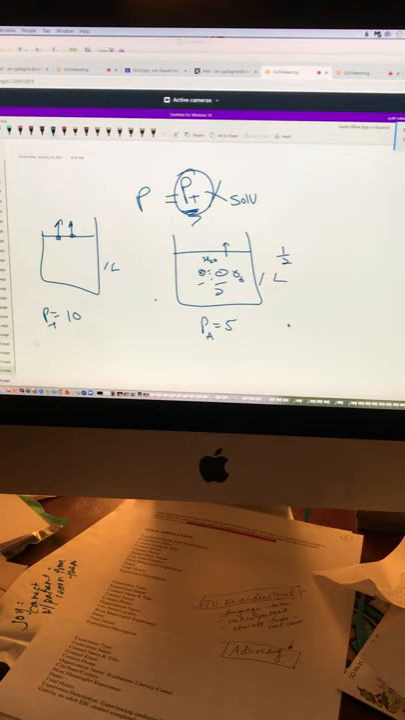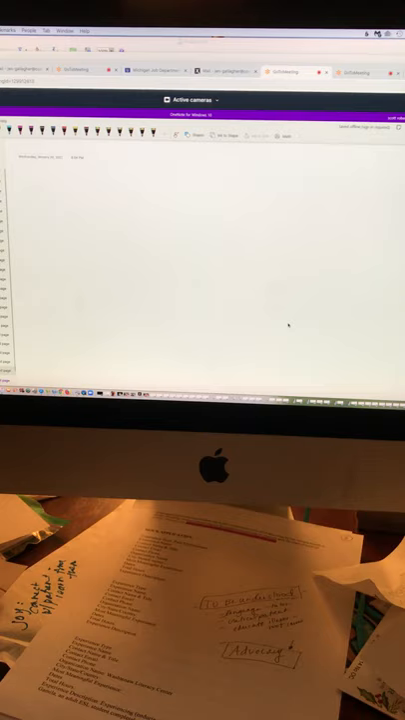Arrhenius base or acid is you generate a proton. You dissociate to generate an OH, or you dissociate a proton, so like LiH or something. You give a proton. So HCl is going to give a proton up in water. So if you generate a proton in water or an OH in water, you're Arrhenius. That's the definition of Arrhenius. And I'm sticking with it.